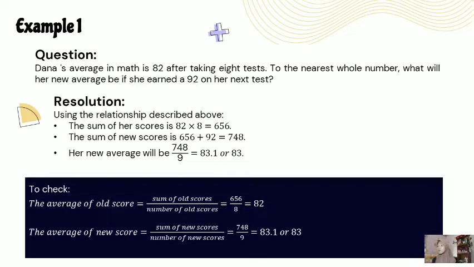using the relationship described above, the sum of her scores is 82 times 8 equals 656. The sum of the new scores is 656 plus 92 equals 748. Her new average will be 748 divided by 9 equals 83.1, or 83.